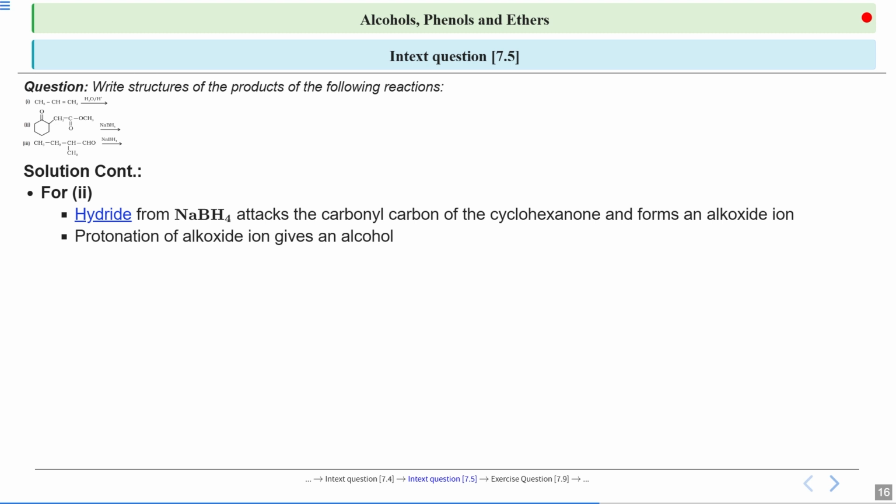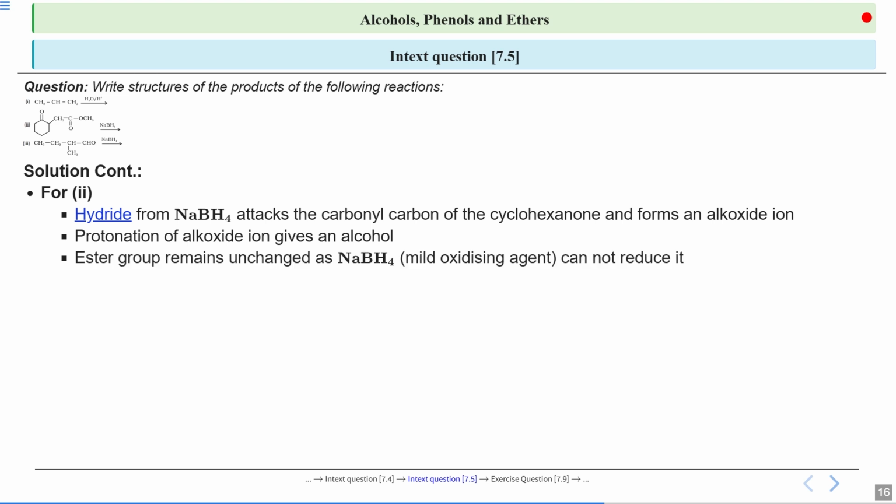Then what will happen when you get an alkoxide ion? The protonation of that alkoxide ion happens, which gives you an alcohol. The ester group remains unchanged. The ester group is also present in our second reaction reactant, right? But that will remain unchanged. Why? Because sodium borohydride is a mild reducing agent. It is not a strong reducing agent.